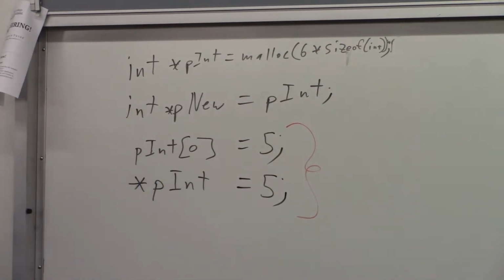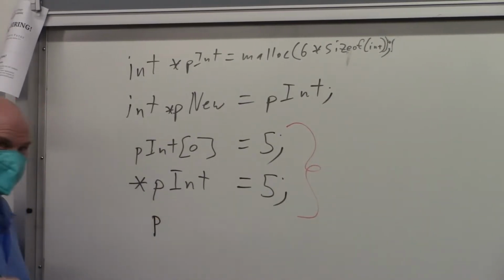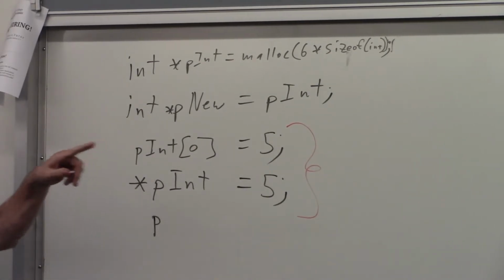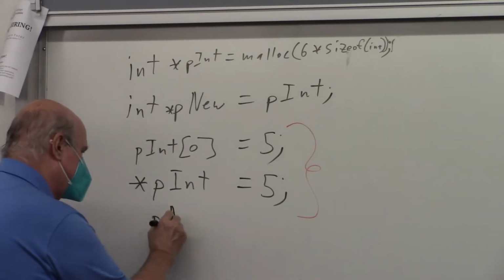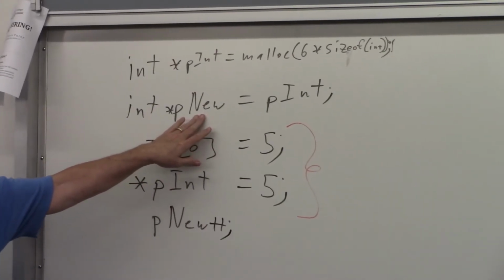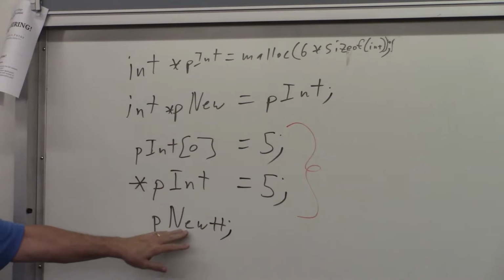These two statements are functionally the same thing. You don't necessarily understand all of this, but if you take notes and write it down and then do your implicit homework and study it and put it into programs and see what happens, you may come to understand it. So pnew++, we assign pnew as a copy of pint.